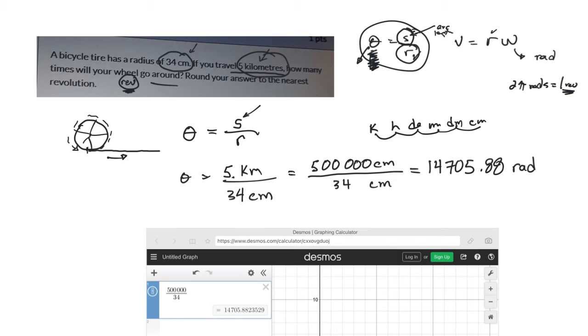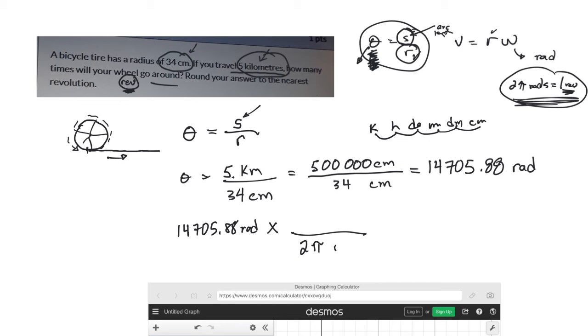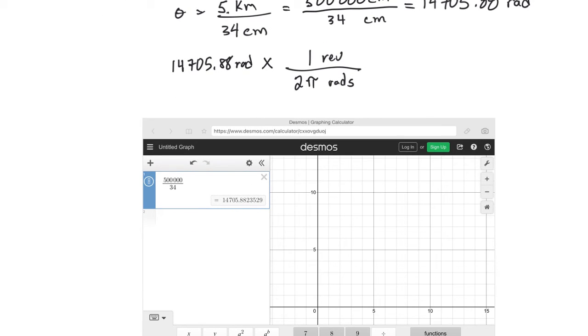Now I would like to convert that into revolutions. That's how many radians the wheel turns through, but now I need to convert it to revolutions, and I can use the unit to do that. So 14,705.88 radians multiplied by this conversion factor. I need to put the radians on the bottom so they'll cancel: 2 pi radians is 1 revolution. So I basically just take that number and divide it by 2 pi. So I'll take this and divide by 2 pi.